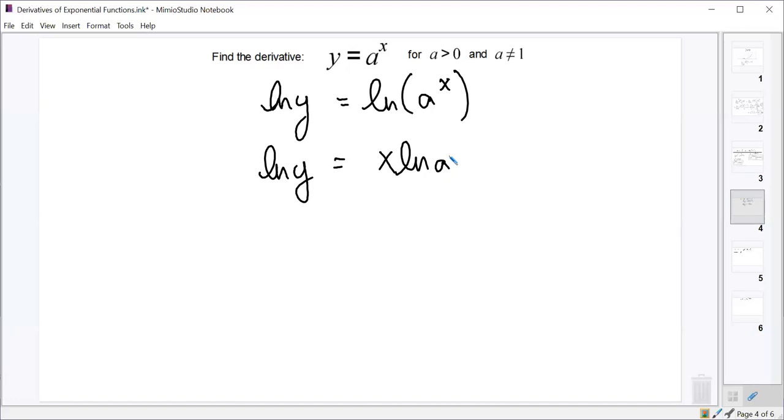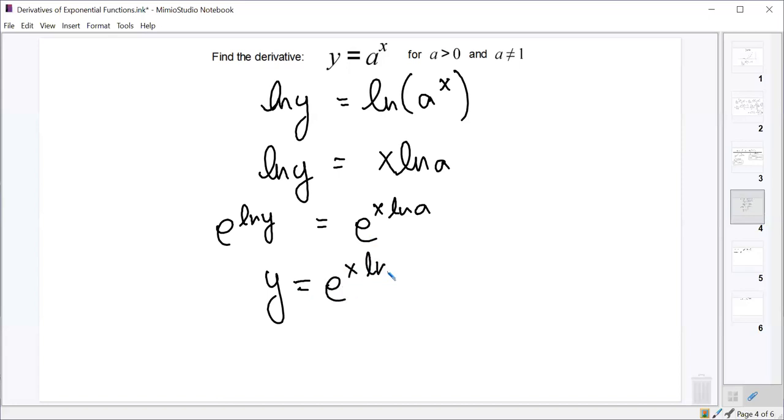And now let's go back in and exponentiate these both. So let's rewrite this as e to the natural log of y is equal to e to the x natural log of a. Everybody good with doing that? Yeah. And then e to the natural log y is y, right? So we have y equals e to the x natural log of a. Everybody agree with that?